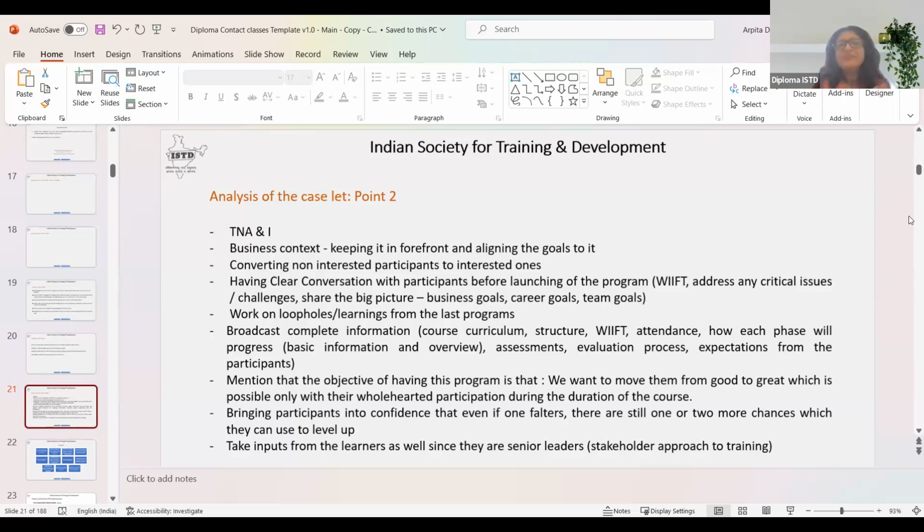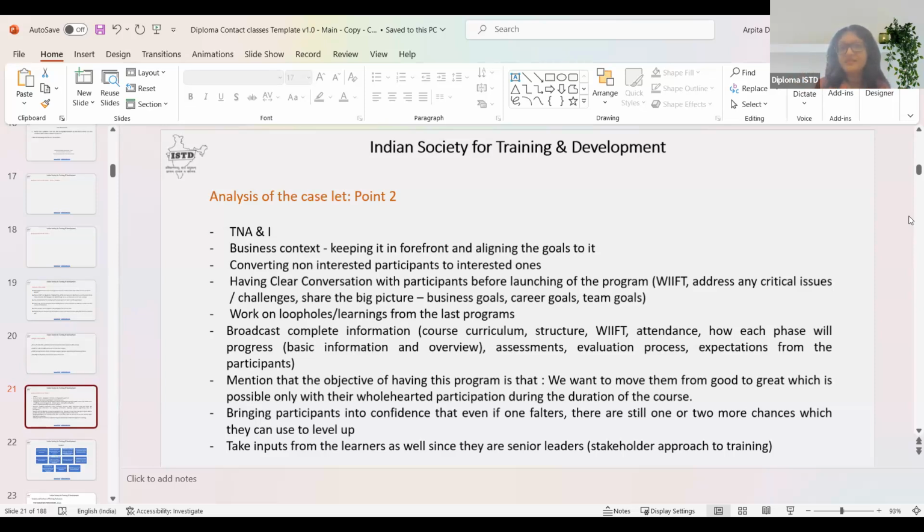How much time are we spending on actually doing the deep analysis on understanding organization needs, business needs, team needs, individual needs? So at all levels: learner level, organization level, team level, function level, all of that. Are we doing a deep dive to understand the needs, and then doing the analysis and identifying the training topics or modules, right? And the different methodologies to have a blended learning, to have a good learning. Business context, keeping it in the forefront and aligning the goals to it. Okay, so this we must do. TNA and I we must do.